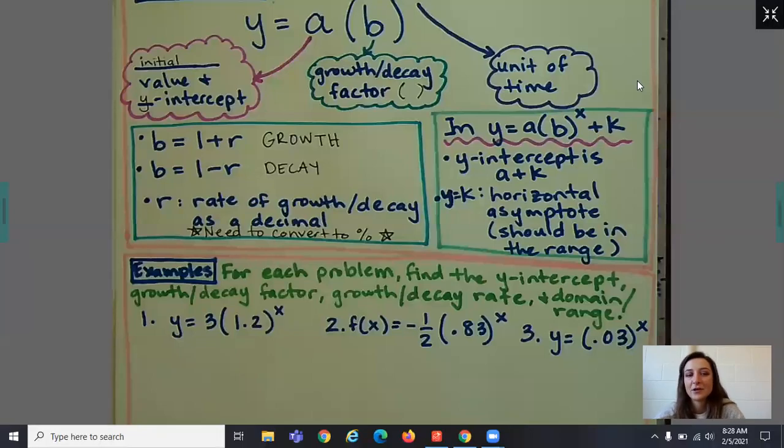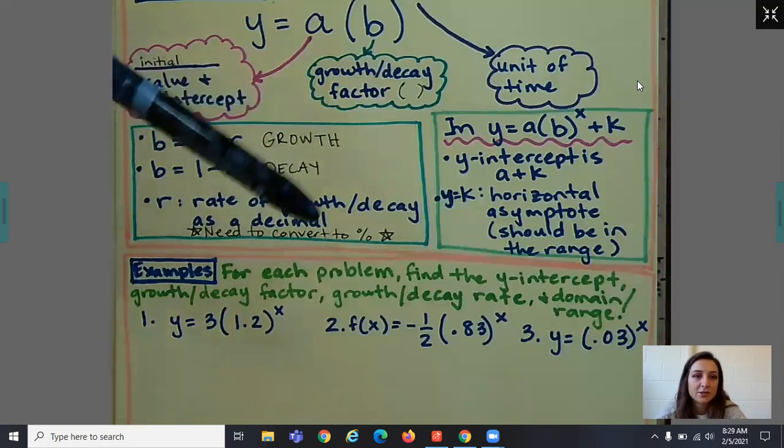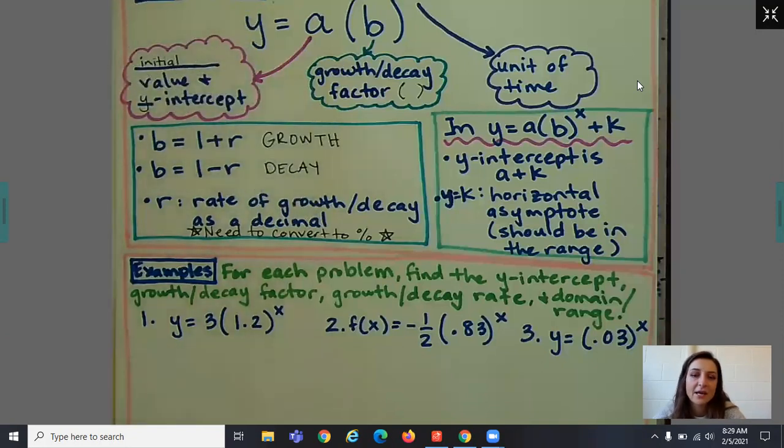Hello everyone. In this video, we're going to be working some examples from the previous video. So just looking at the form y equals ab to the x and saying some properties of that. So let's start with our very first one. We're going to be finding the y-intercept, the growth or decay factor, the growth or decay rate, and then we're also going to find the domain and range. So let's start with problem number 1.